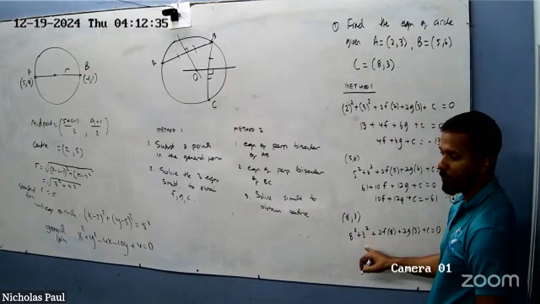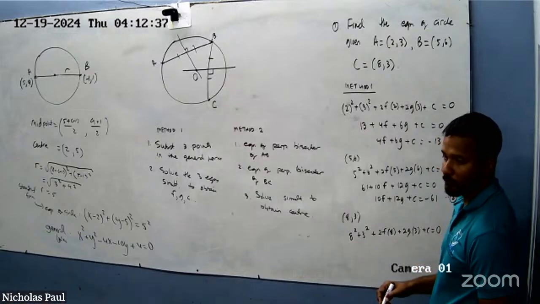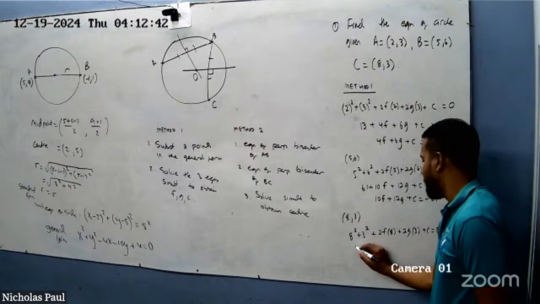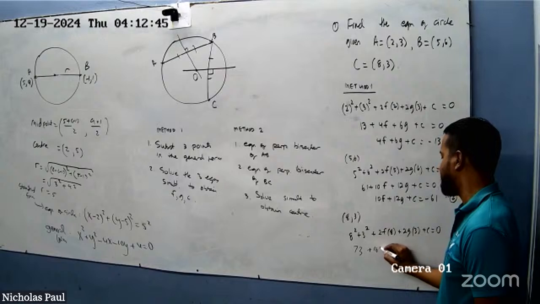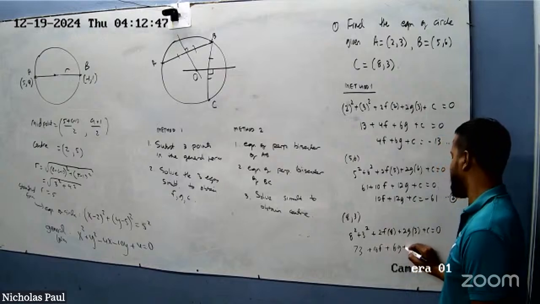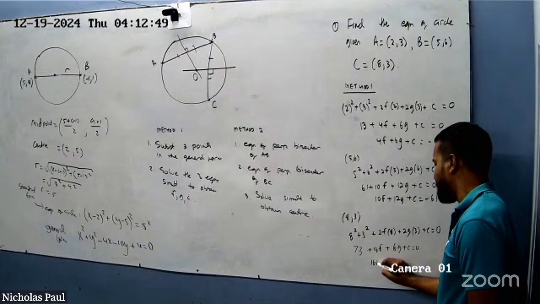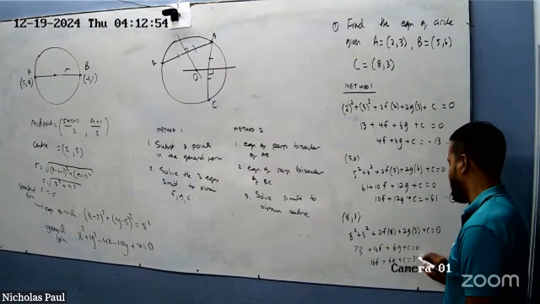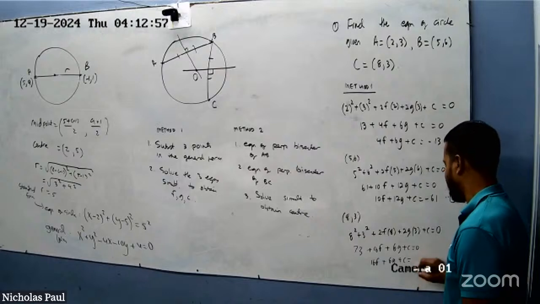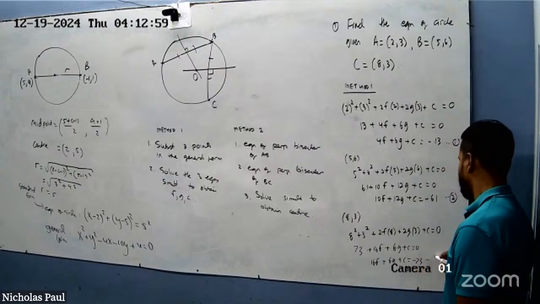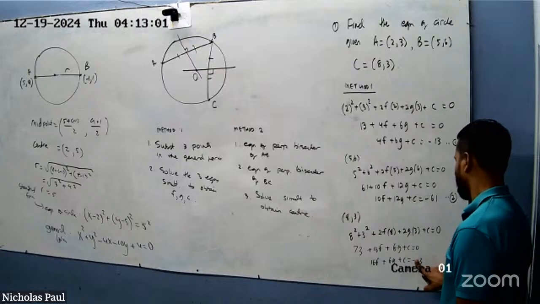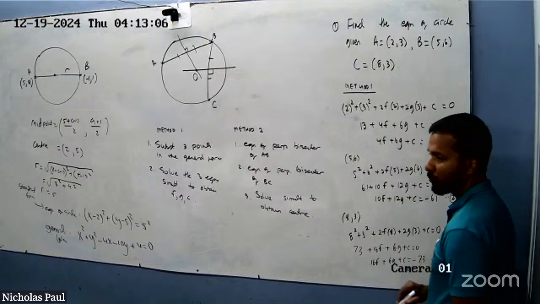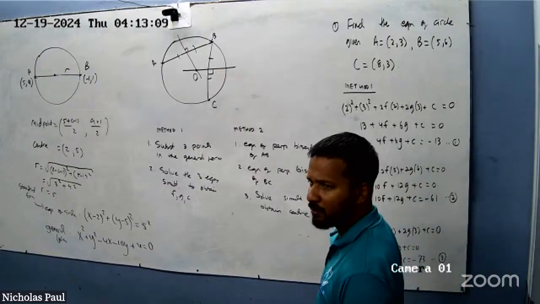64 and 9 is how much? 73. So that'll be 73 plus 16f plus 6g plus c is 0. So that'll be 16f plus 6g plus c is minus 73. No, that's the opposite.